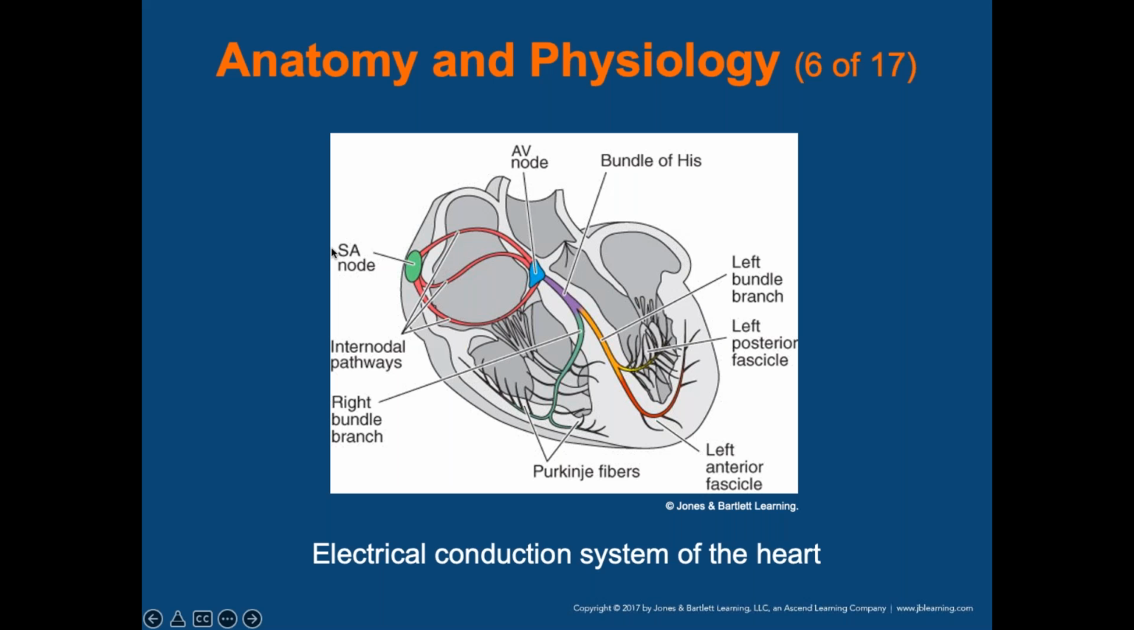Past the AV junction, you go to the bundle of His. At the bundle of His, it branches off into the right bundle branch and left bundle branch. Electrical conduction comes down through here, goes into what they call the Purkinje fibers, and this is what stimulates the contraction of the ventricle.